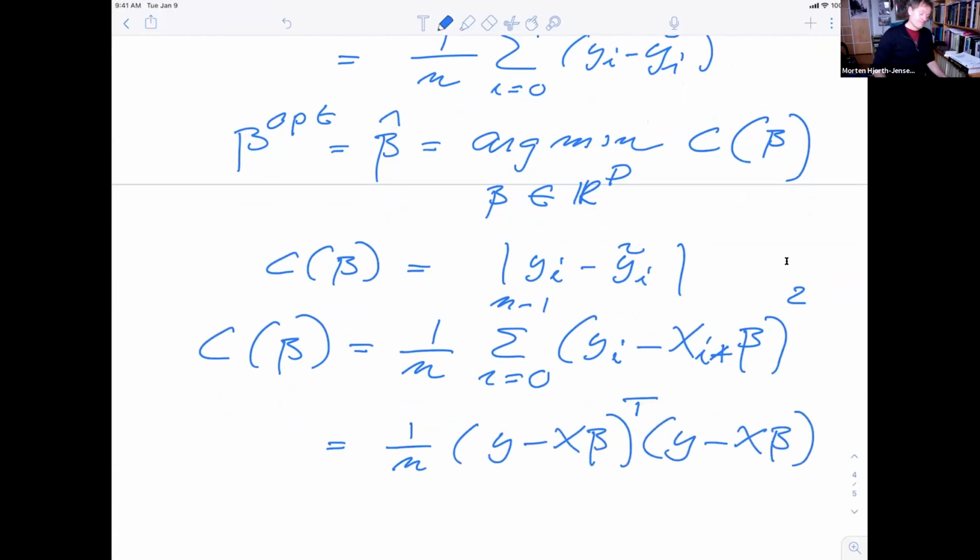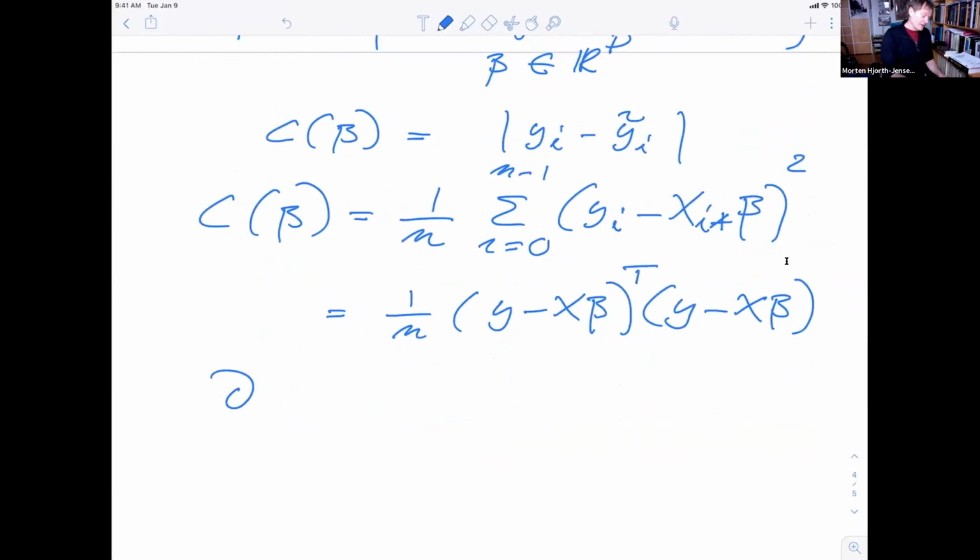And then we are going to minimize this quantity here with respect to beta, C of beta. So in the lecture notes which you have here, you will find more in-depth derivations of these expressions. So what we are going to do now is to minimize that one, and we want to put that to zero.